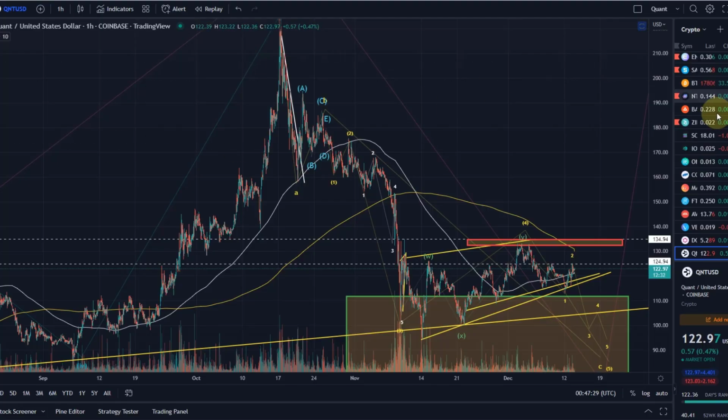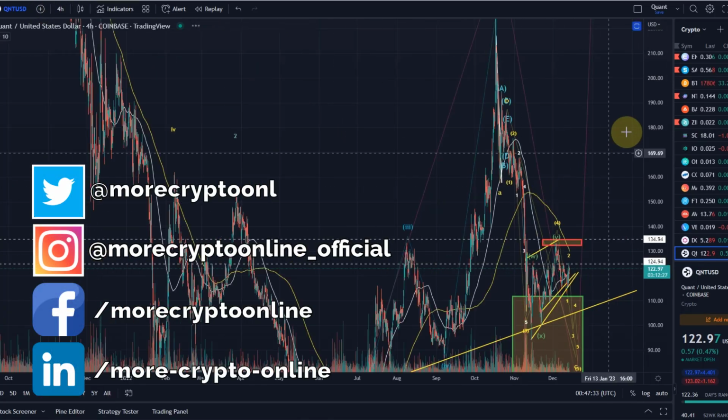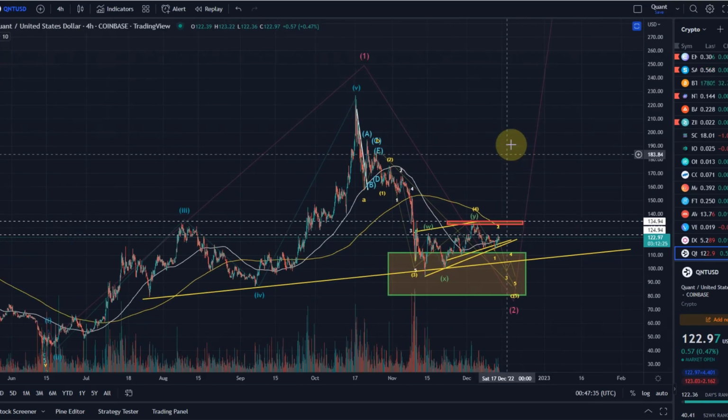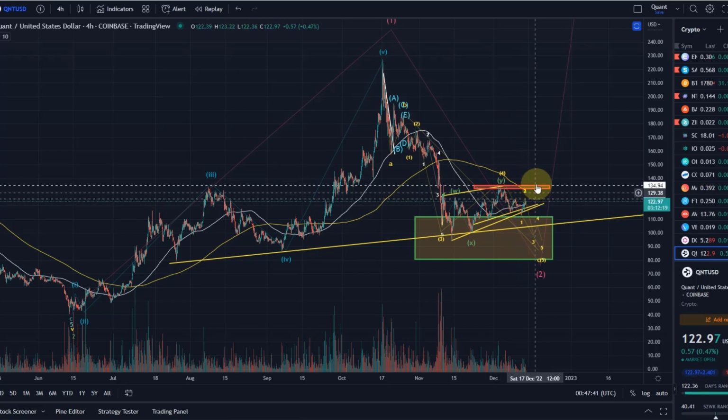Hello and welcome to another update video about Quant, QNT, hardly moving at all at the moment. It is still in this range that we identified. And as long as something is bound in a range, it can obviously swing around in that range. But I think soon we are going to see a decision moment here.